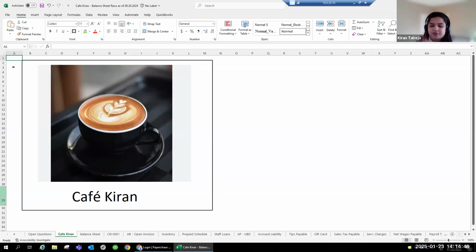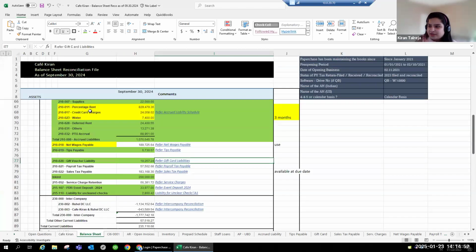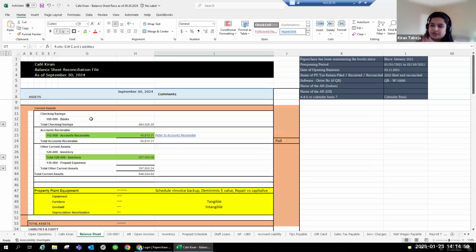So today we'll be going over the balance sheet of Cafe Kiran. We have two owners in Cafe Kiran that sells very good coffee, very good liquor, and a lot of good food. We'll be looking at a standard balance sheet and a balance sheet reconciliation as of September 30 in this case, but you might also be gearing up for the year end and maybe you already started looking at your balance sheet as of December 31, 2024.